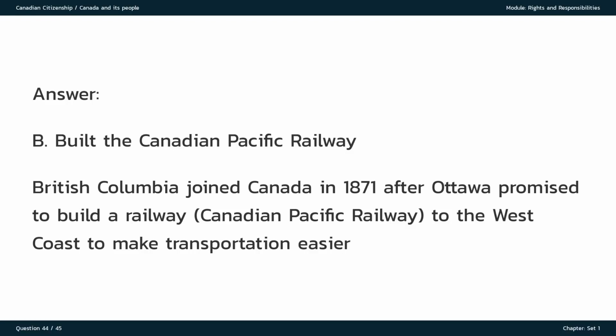British Columbia joined Canada in 1871 after Ottawa promised to build a railway, the Canadian Pacific Railway, to the west coast to make transportation easier.